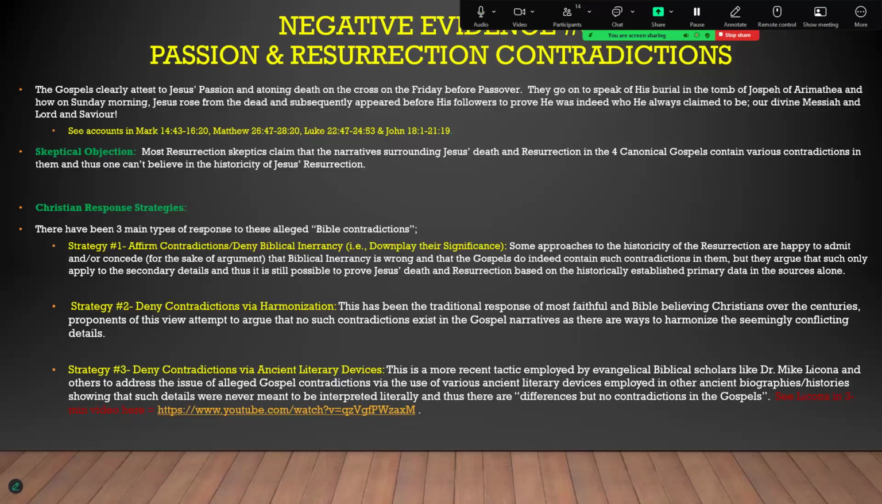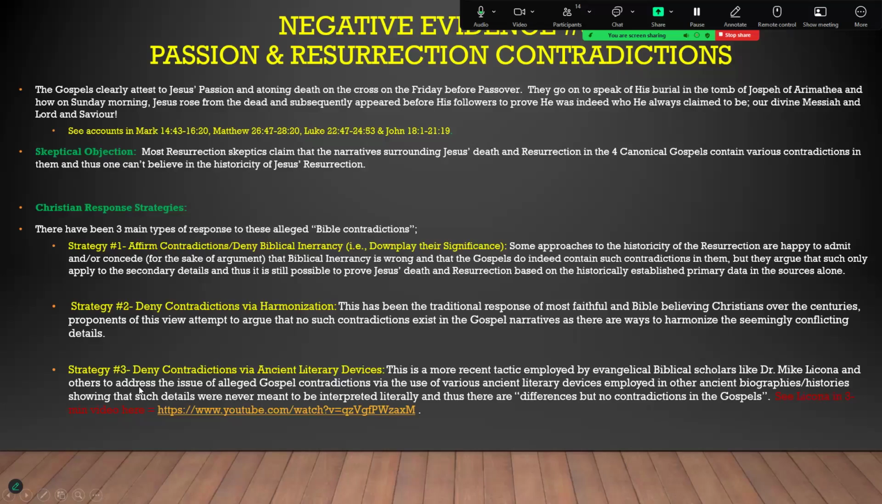Yeah, but that can be harmonized, because it's not like John is saying it was only Mary Magdalene. No, he just mentions that Mary Magdalene was there, but he doesn't deny and say nobody else was there. So that's the second strategy: these accounts can be harmonized. There's a difference because certain things stick out to different people as they record the story, but that doesn't necessarily entail a contradiction.